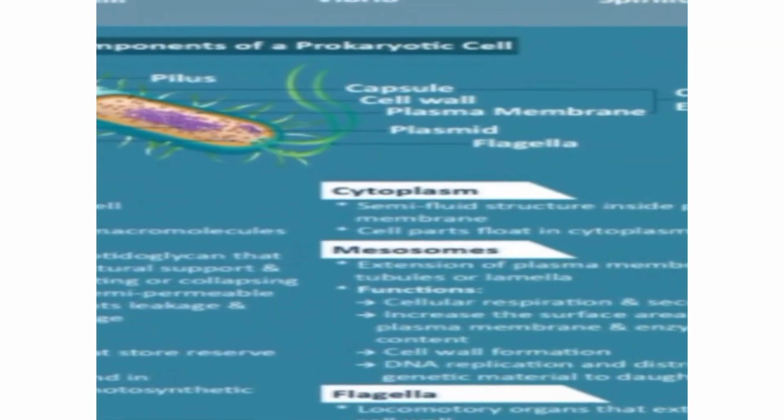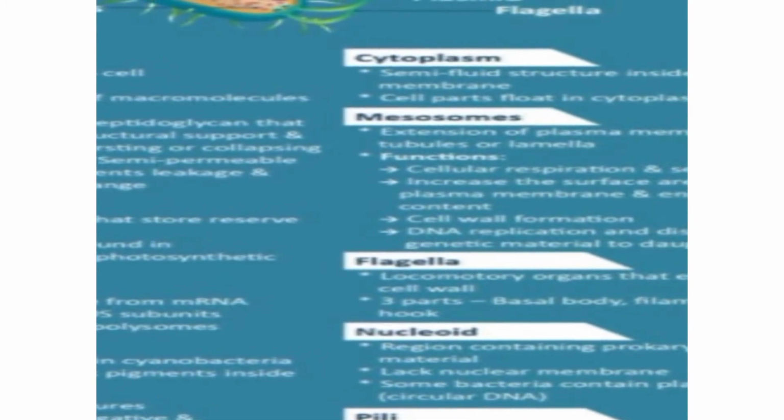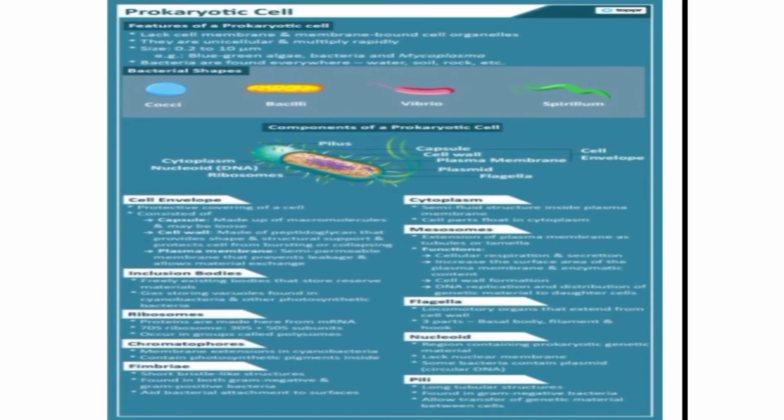Then pili are short bristle-like structures found in both gram-negative and gram-positive bacteria, by which bacteria are attached to surfaces. Here you can see the structure of the prokaryotic cell, then cytoplasm, mesosome, flagella and nucleoid. Coming to the next slide.